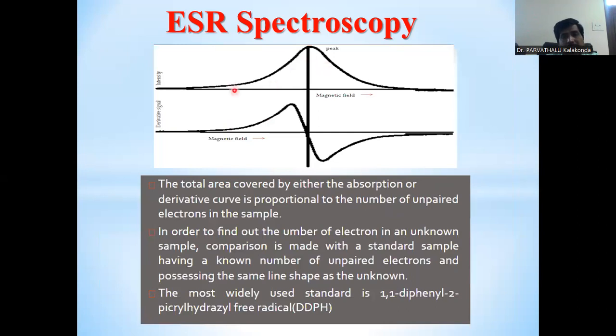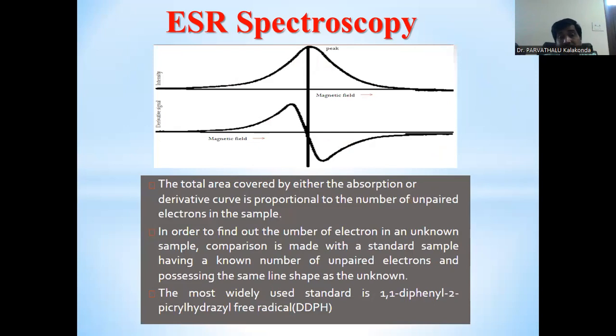So the intensity versus magnetic field. At this point, you have a maximum peak, and when you take the derivative of this peak, you are going to get this one. Let's say someone asks you, what can I do if I get this peak? If you calculate the area under the peak, the area under this curve is directly proportional to the number of unpaired electrons in the sample.